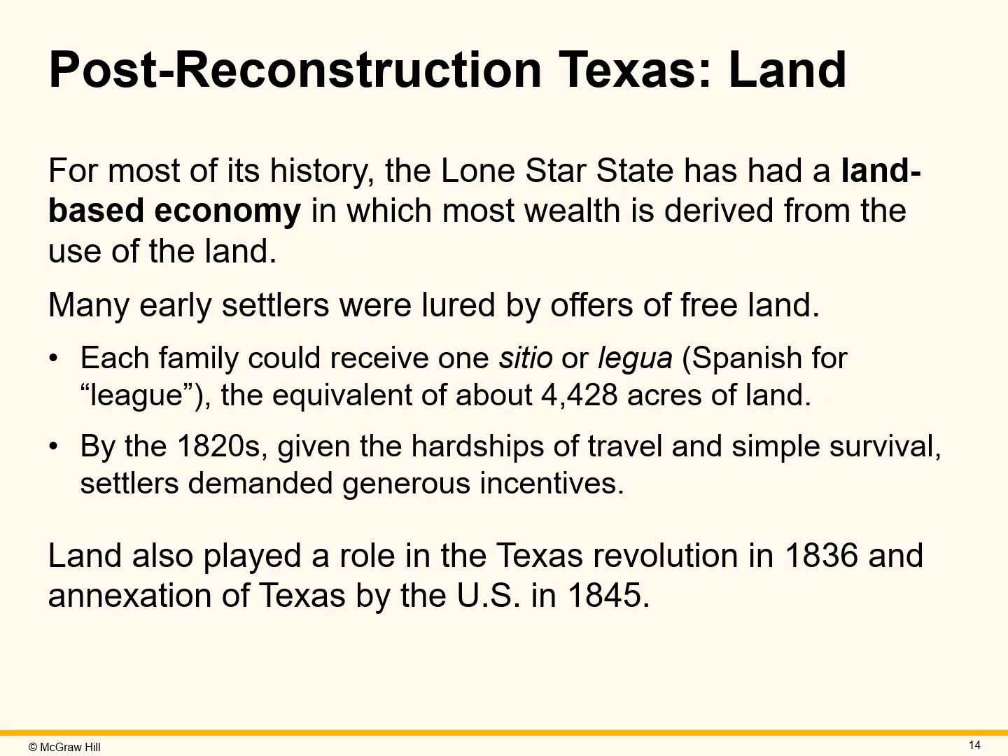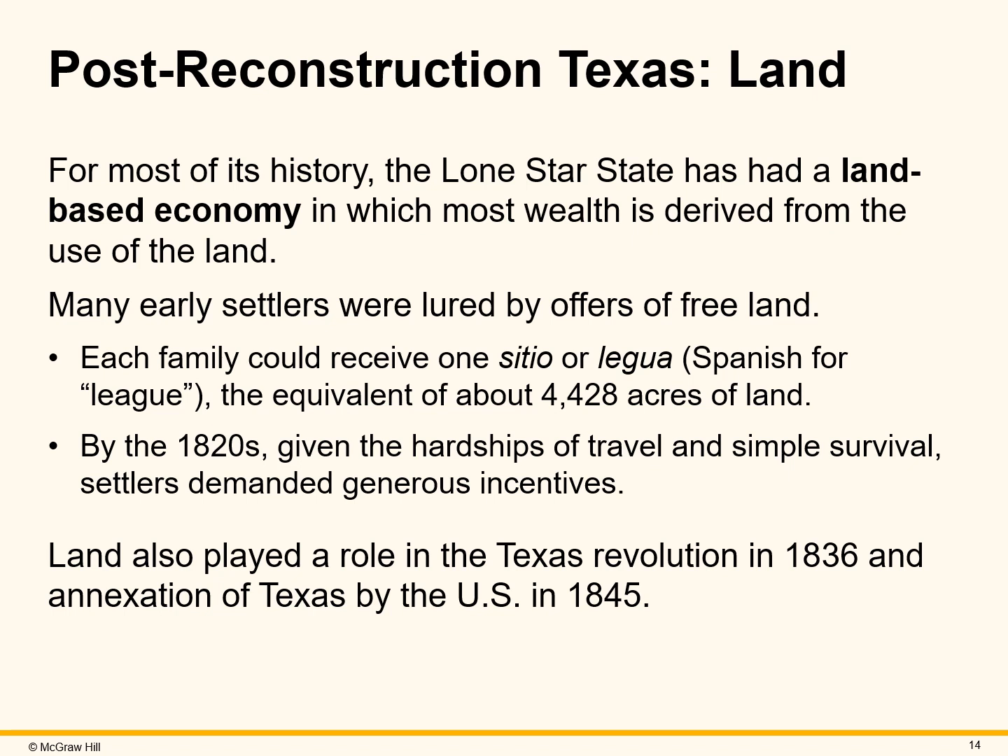Post-Reconstruction Texas. Land. For most of its history, the Lone Star State has had a land-based economy in which most wealth is derived from the use of land. Many early settlers were lured by offers of free land. Each family had received one sitio or league, the equivalent of about 4,428 acres of land.